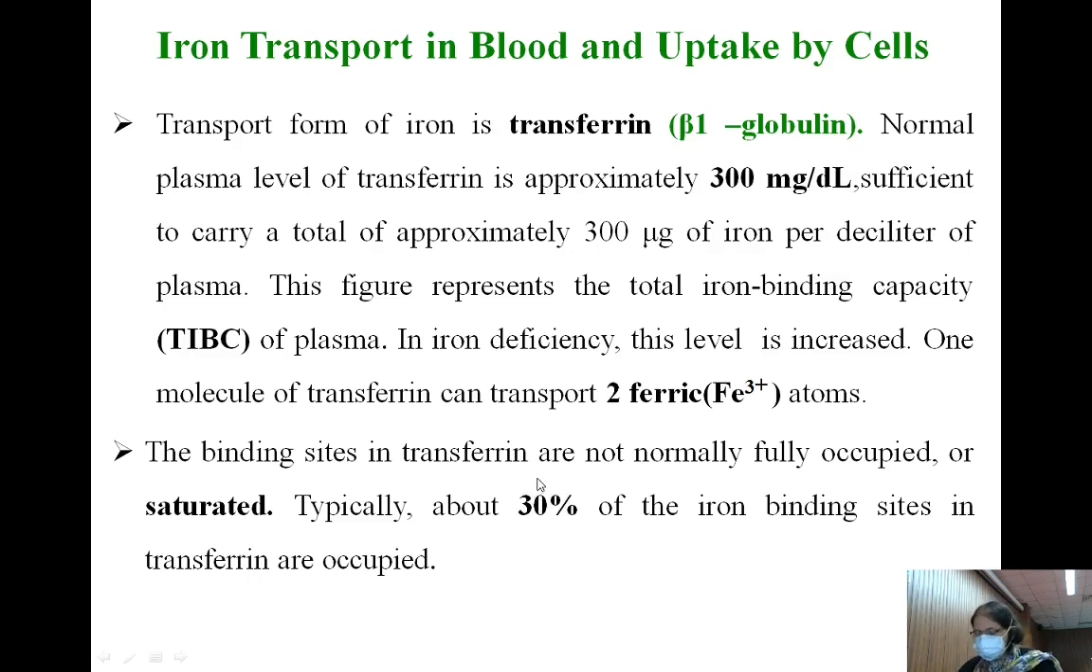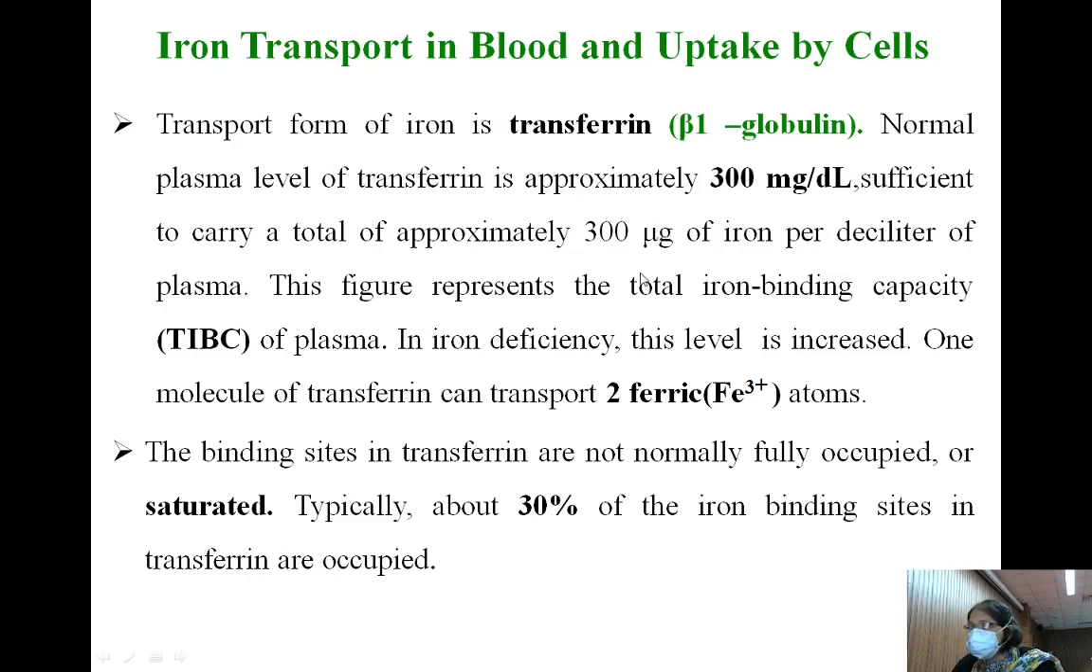Okay, that means all the binding sites of the transferrin are not occupied. Normally only 30% of the binding sites are occupied. Because TIBC is always 300 microgram, isn't it? 300 microgram. Microgram, not milligram, microgram. This 300 microgram is bound iron, the bound form of the iron, this TIBC.